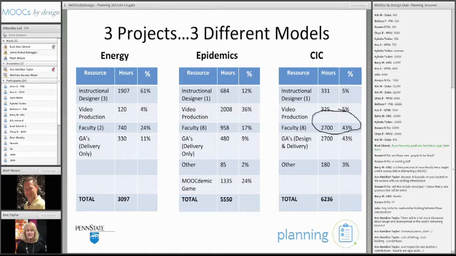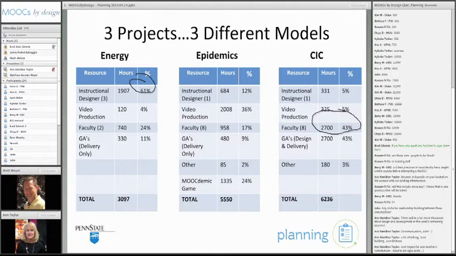So we have the instructional designer hours were only 5%, where over here for energy, and Andy can talk about this, 61% of the time spent was from their instructional designers, and I believe there were 3 of them on that. So, some were just much more faculty-driven, with the instructional designer providing a guiding hand and some coordination, and other ones were instructional designers and the faculty very well established in the process, and the designers can run with quite a bit of the workload.